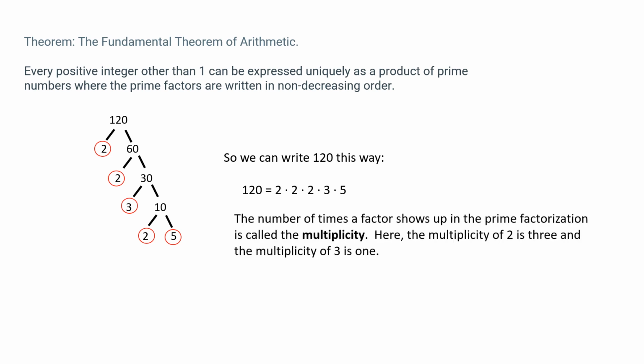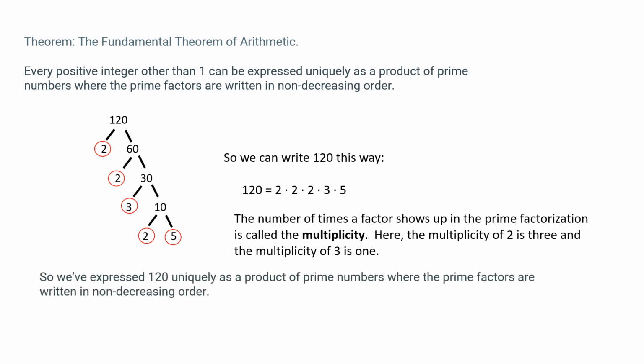Now, we have a special definition, a word that we use called multiplicity. The number of times a factor shows up in the prime factorization is called multiplicity. So since 2 showed up 3 times, we would say 2 has a multiplicity of 3. The number 3 showed up once, so we'd say it has a multiplicity of 1. I don't have it here, but 5 shows up once, so we would say the multiplicity of 5 is also 1. And we've expressed 120 uniquely as a product of prime numbers.